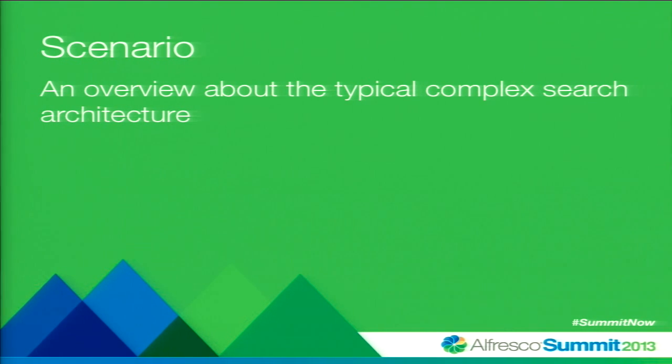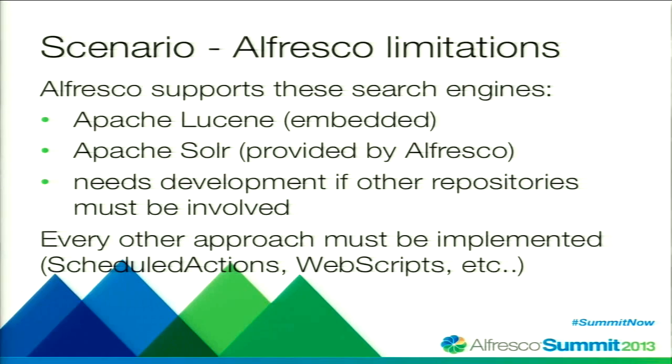So, let's see an overview of the scenario. Alfresco has some limitations about indexes. The standard, out-of-the-box Alfresco distribution was based on Apache Lucene, and we know all the limitations about the scalability of Apache Lucene indexes embedded with Alfresco. Now Alfresco provides an Apache Solr connector, so there is a supported configuration for Solr. But anyway, if the customer has other repositories, typically you need to implement your own connectors for other repositories if there are other repositories involved in this architecture.